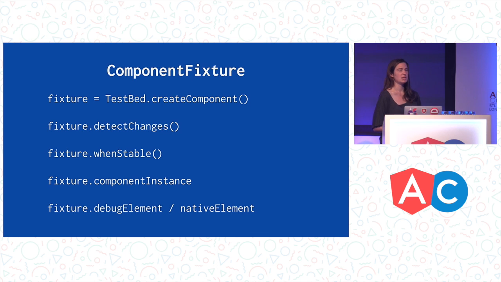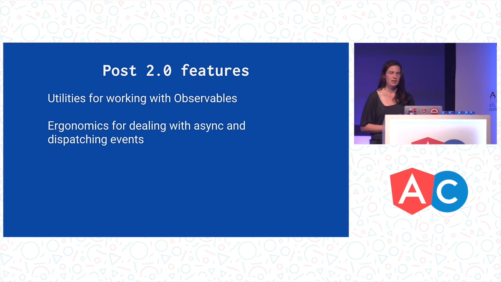So as an overview of what we talked about for component fixture, you can create components using the testbed after you've compiled, which is always a synchronous step. You can run change detection. You can wait for things to become stable, asking Angular when things are done. You can get at component instances, and you can use debug elements or native elements from the component fixture. So we're really excited to see how you guys start using this to test and come up with best practices.